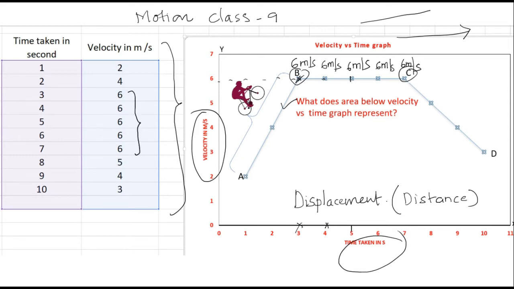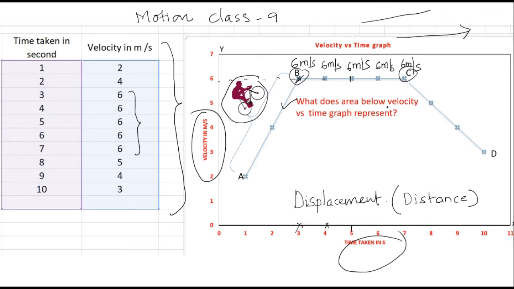It is as if a particular object is moving with a constant velocity, or we can say a constant speed. So there is no change in the velocity here. If any question comes, what is the change in velocity for the motion from B to C, there is no change in the velocity, right?